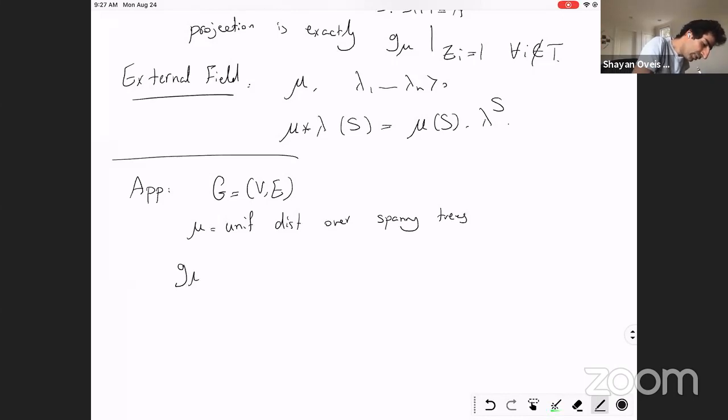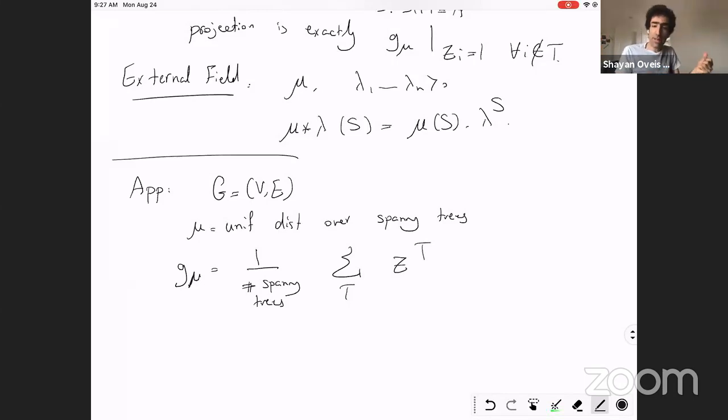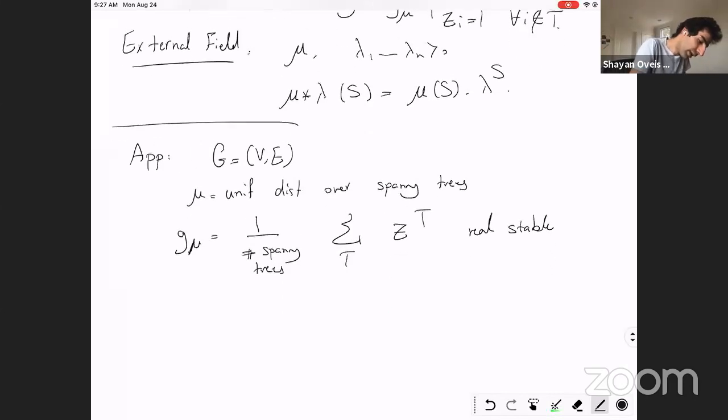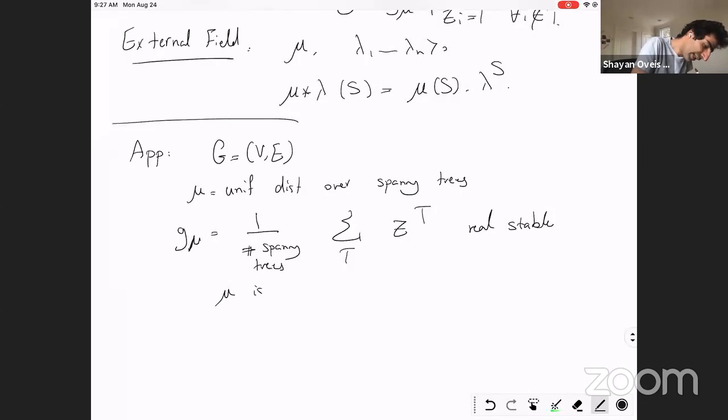Then G_mu is exactly equal to 1 over the number of spanning trees, times the summation over all spanning trees T of Z to the T. Now we already said that the generating polynomial of spanning trees is real stable, and by renormalization, you don't change anything. So this polynomial is real stable, so mu is strong Rayleigh. If you look at the uniform distribution over all spanning trees of a graph, you get a strong Rayleigh distribution and the corresponding generating polynomial is real stable.